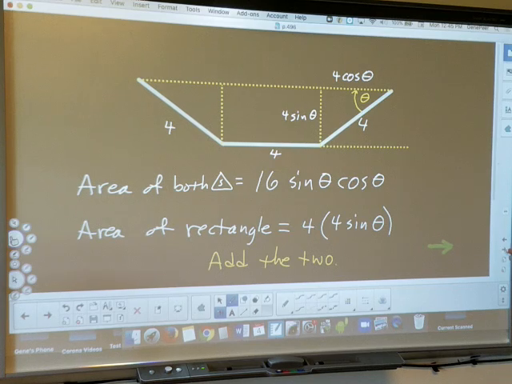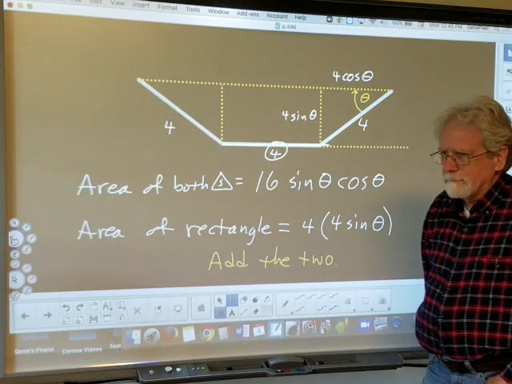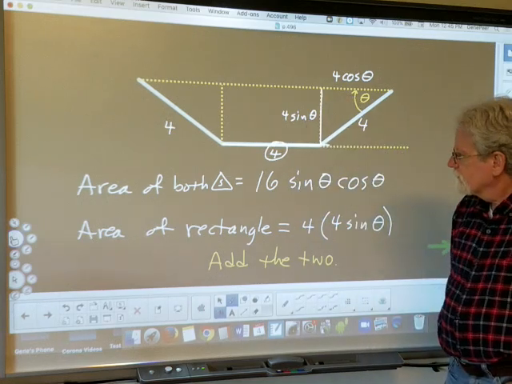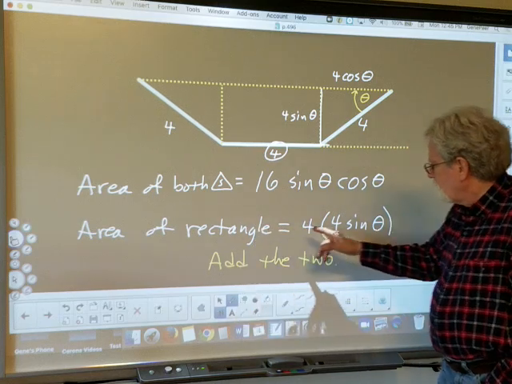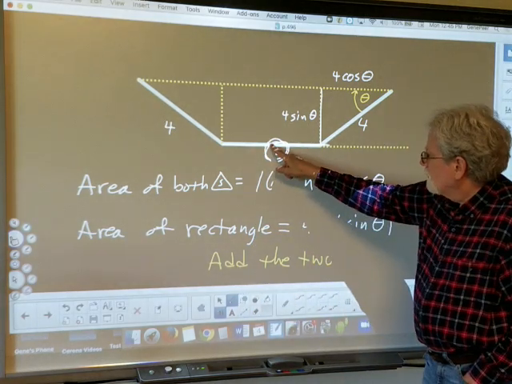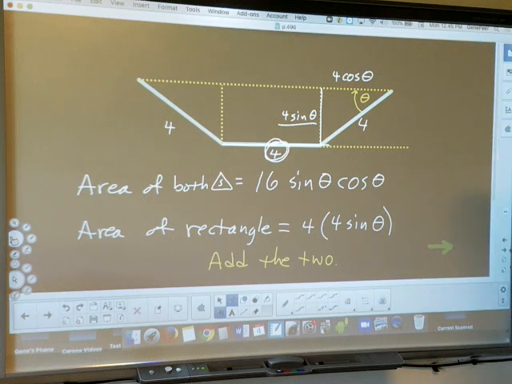Now, what about the area of the rectangle? Well, the rectangle's width is obviously 4, but what's its height? Oh, 4 sine theta. So the rectangle is simply 4 times 4 sine theta. So that's going to be 16 sine theta. So let's move on.